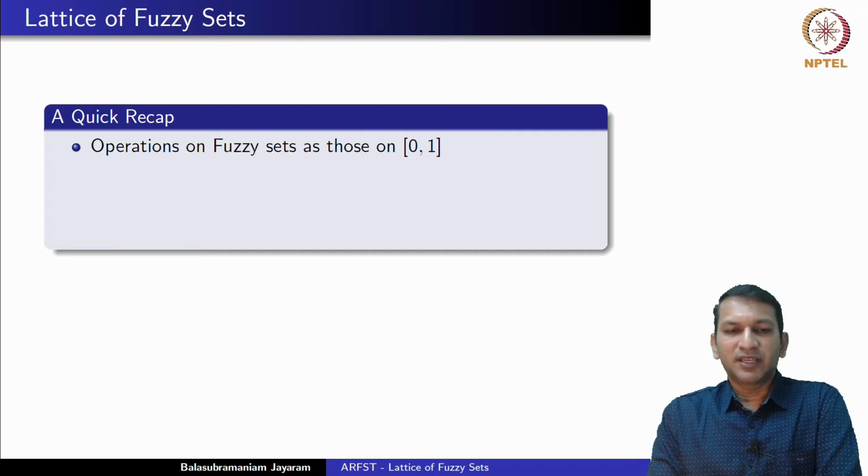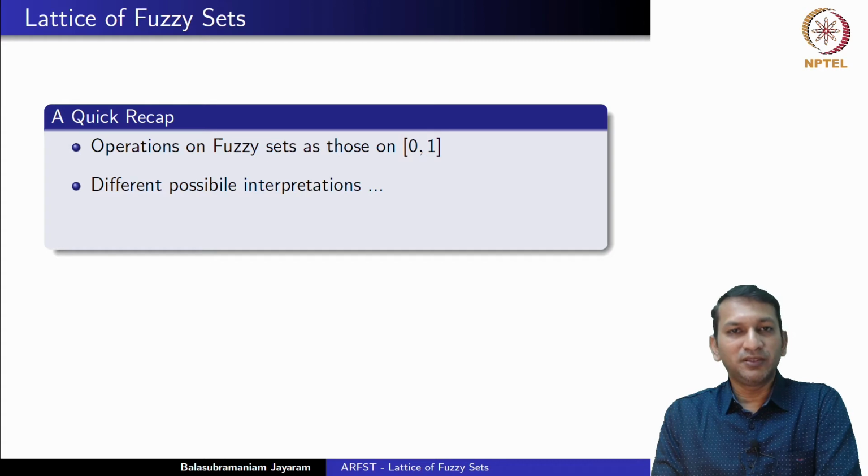In the previous lectures of this week, we have seen how operations on fuzzy sets can be seen as performing operations on the 0-1 interval. We have seen that there are different possible interpretations of the operation themselves, and we were left wondering on how to choose a particular operation.